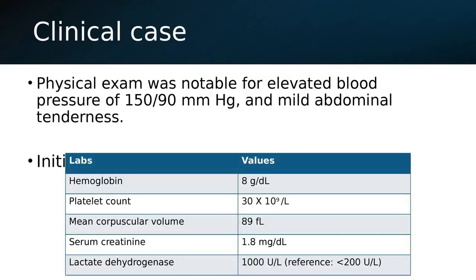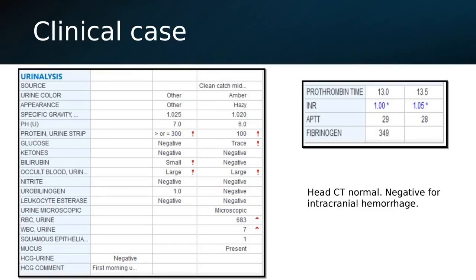Physical exam was notable for elevated blood pressures of 150 by 90, repeated times 2, and mild abdominal tenderness. Labs, the significant labs are shown here. Her hemoglobin was low at 8, platelet count was 30,000, creatinine was elevated at 1.8, and her serum LDH was high at 1,000. Urine analysis showed occult blood with elevated RBCs. Otherwise, her coags were normal, and because she had these worsening headaches, head CT was also obtained to rule out any bleed, and that was negative.